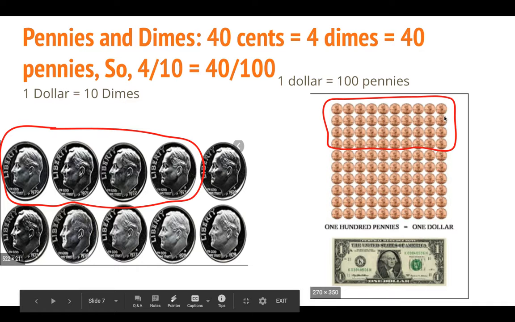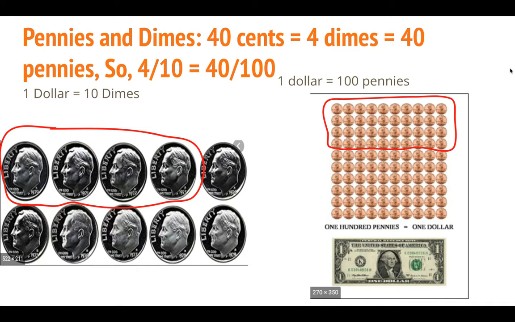So this is the second part of the video. I got cut off in the first part. I was going over how $1 is equal to 100 pennies. So I want to know, how many pennies do I need in order to get 40 cents?